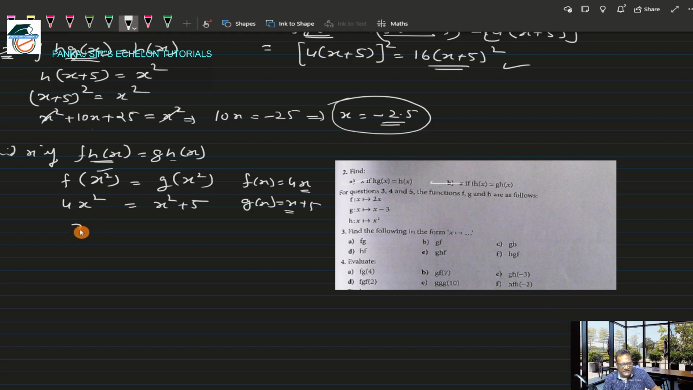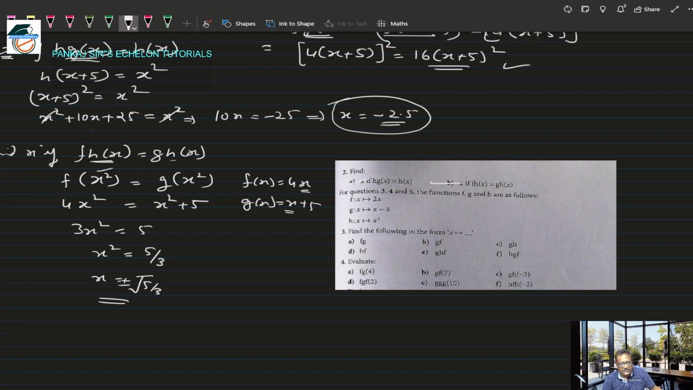Now if you take this x square over here, it will be 3x square equal to 5. So x square will be equal to 5 upon 3, right? And x will be equal to square root of 5 upon 3 with a plus minus sign. Okay. So the answer for x will be either plus root of 5 by 3 or minus root of 5 by 3. Okay. That was question number 2. Both A and B we are done with. Let us quickly go to question number 3.